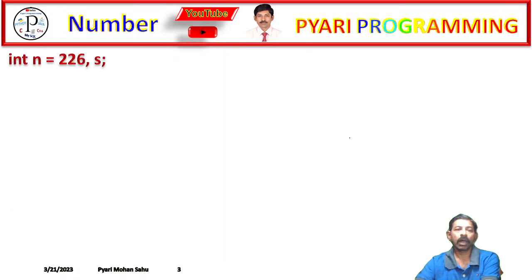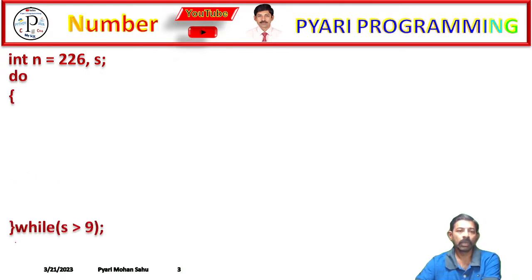So let's see how we can do this. Suppose I have a number. The number is 226 and I have taken S, where S is to store the sum. Here we need two loops. The outer loop is to check whether the sum is a single digit or not. And the inner loop is to find out the sum of the digits.